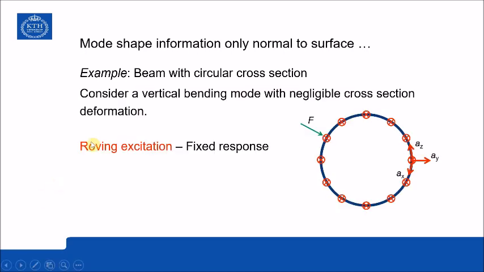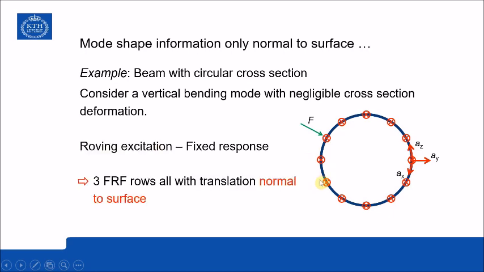The other case, if we instead use the roving excitation and fixed response method. So in this case, we let this point be fixed and we move the excitation around. So this will now give us 3 rows of the frequency response function matrix, and most important, the exciting force will always be normal to the surface.